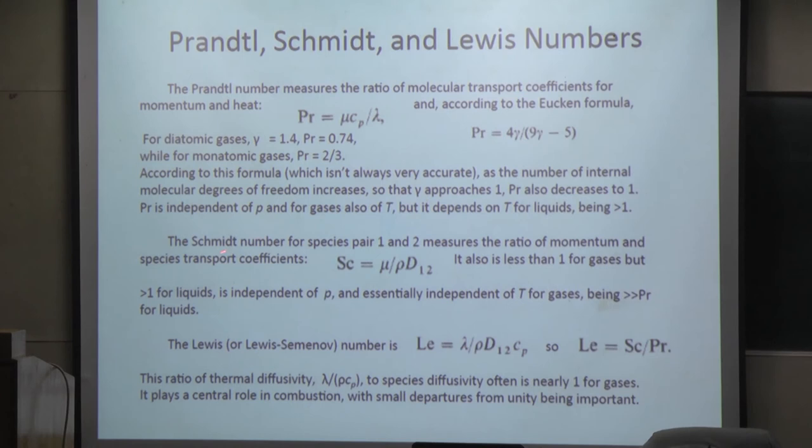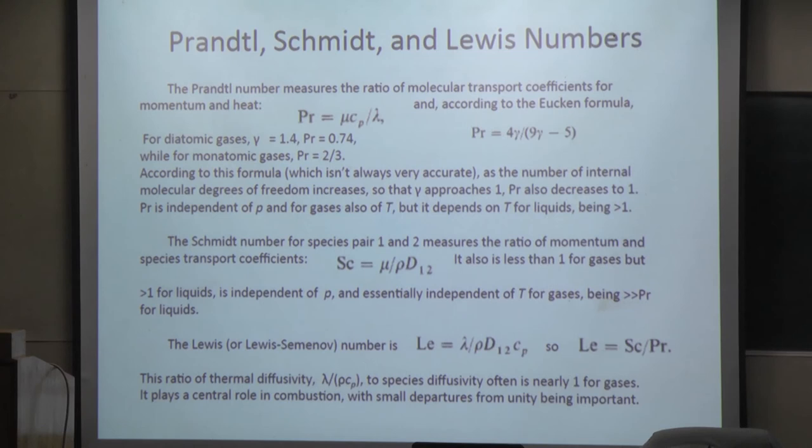The Schmidt number for a species pair IJ is the same sort of thing, viscosity divided by density, so this kinematic viscosity divided by diffusion coefficient for the species pair. Just like Prandtl numbers being less than one, so are Schmidt numbers from kinetic theory being less than one. For liquids, the Prandtl number is greater than one. For liquids, the Schmidt number is greater than the Prandtl number. For gases, they're less than one.